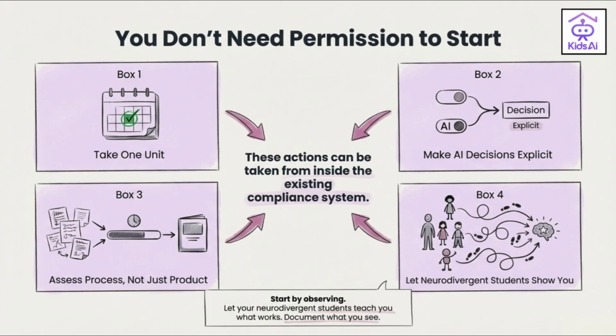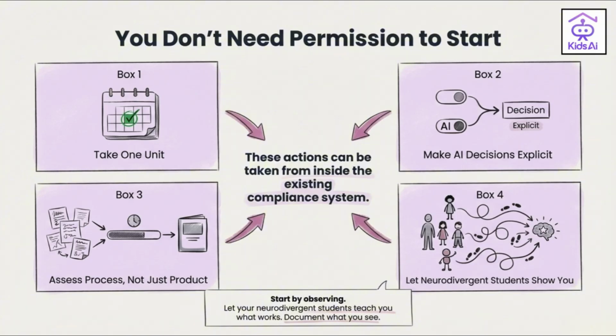And box 4, you can let neurodivergent students teach you. This is the observation point. What works for the kids who don't fit standard pedagogy? Document it. What am I seeing about how they think when the system gets out of their way?